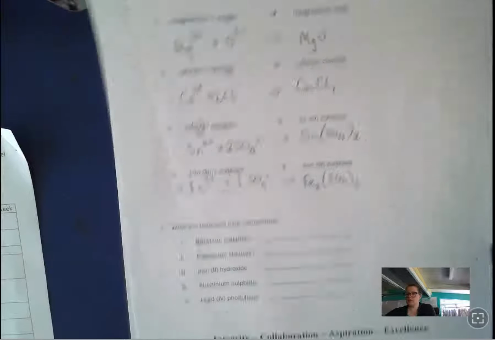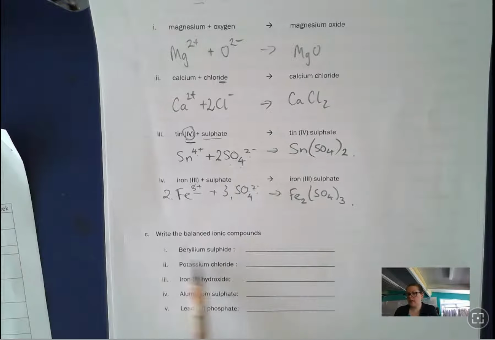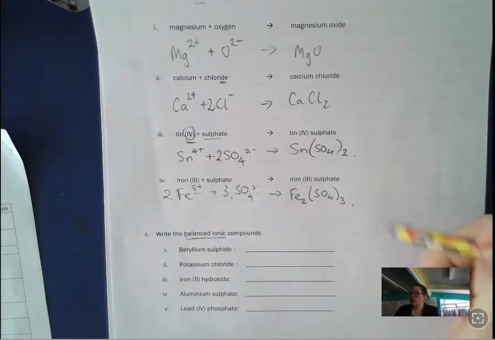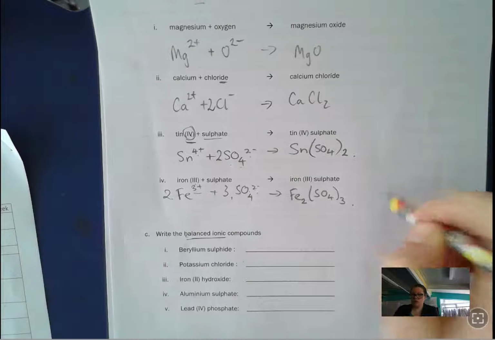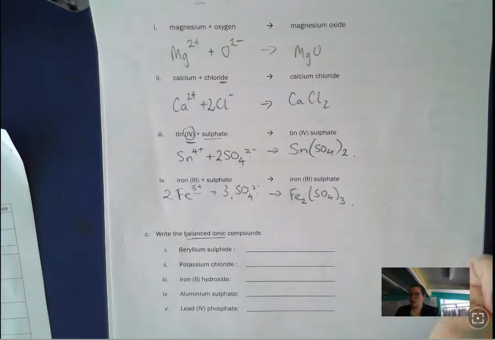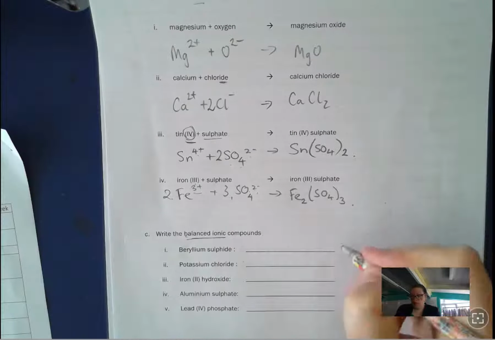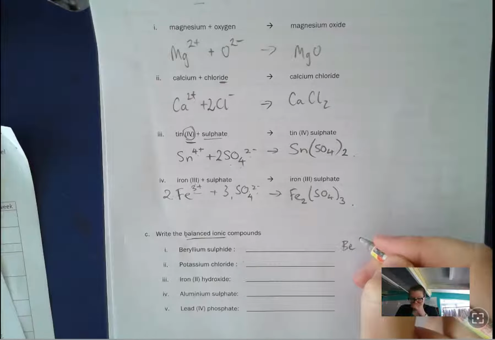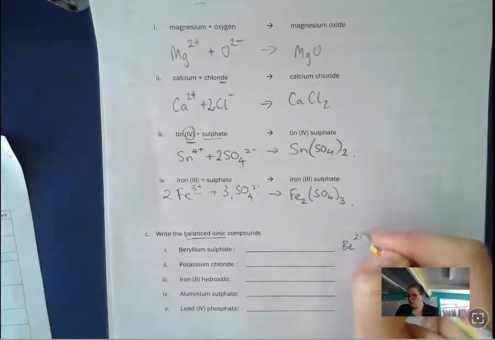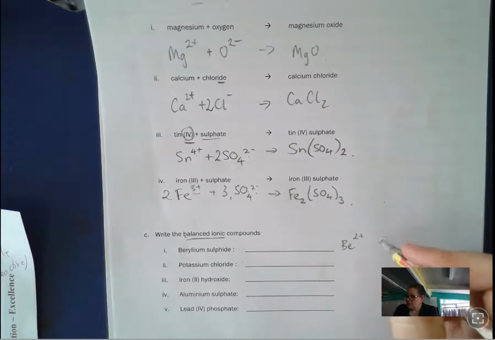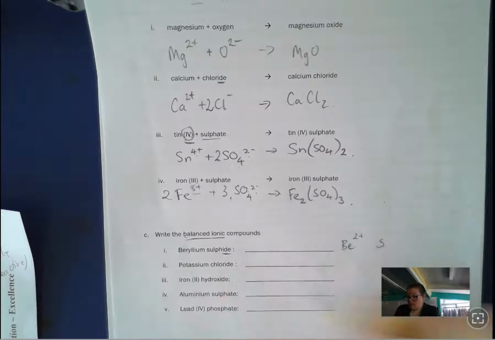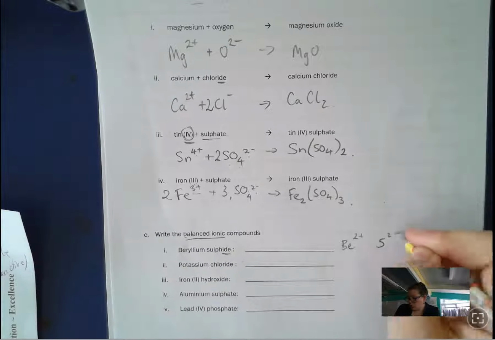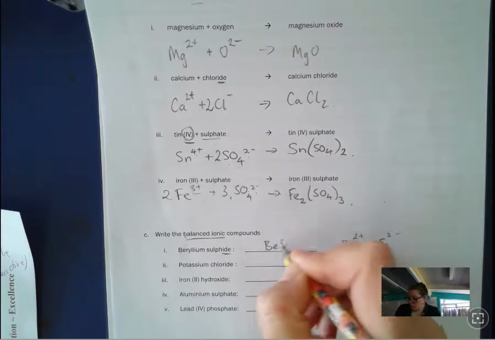Okay, so for the last part of this one, we've been given the names of the compounds and we have to write the balanced ionic equation. Now, if you need to, you can do the equations like we've done before. Otherwise, maybe put a hint to yourself. Beryllium is going to be in group 2. So it's 2 positive. Sulfide. So this is sulfide, so it's going to be just sulfur. Sulfur is also 2 negative, so we have beryllium sulfide.